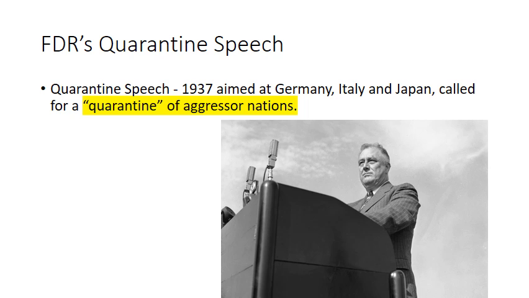And one of his famous speeches was the quarantine speech given in 1937, aimed at these totalitarian states, Germany, Italy, and Japan. He called for the democracies of the world to quarantine them, to prevent them from spreading and conquering their neighbors.